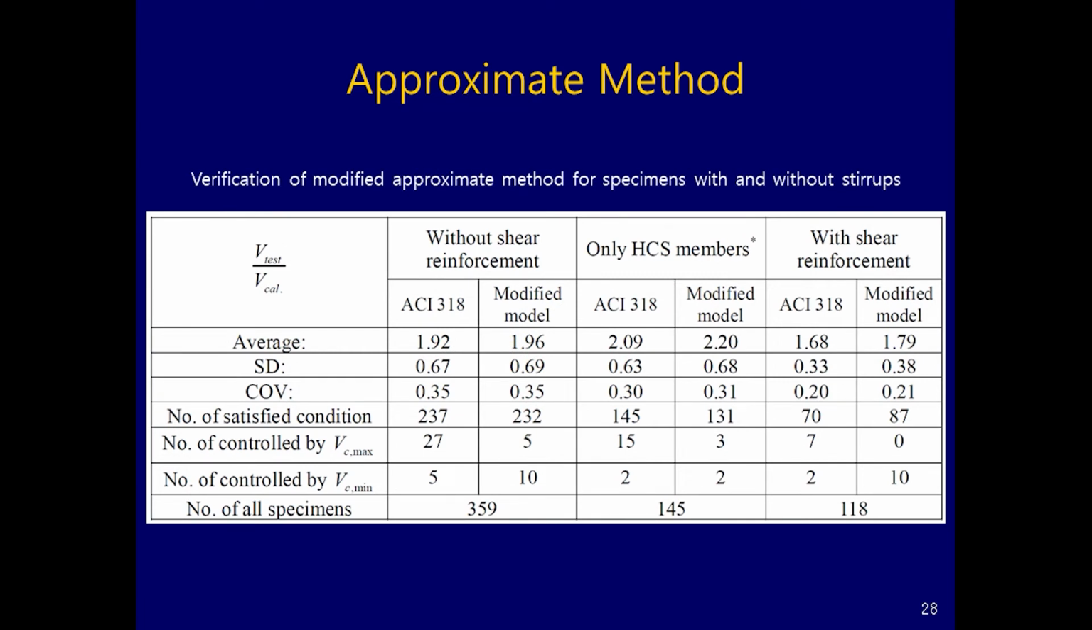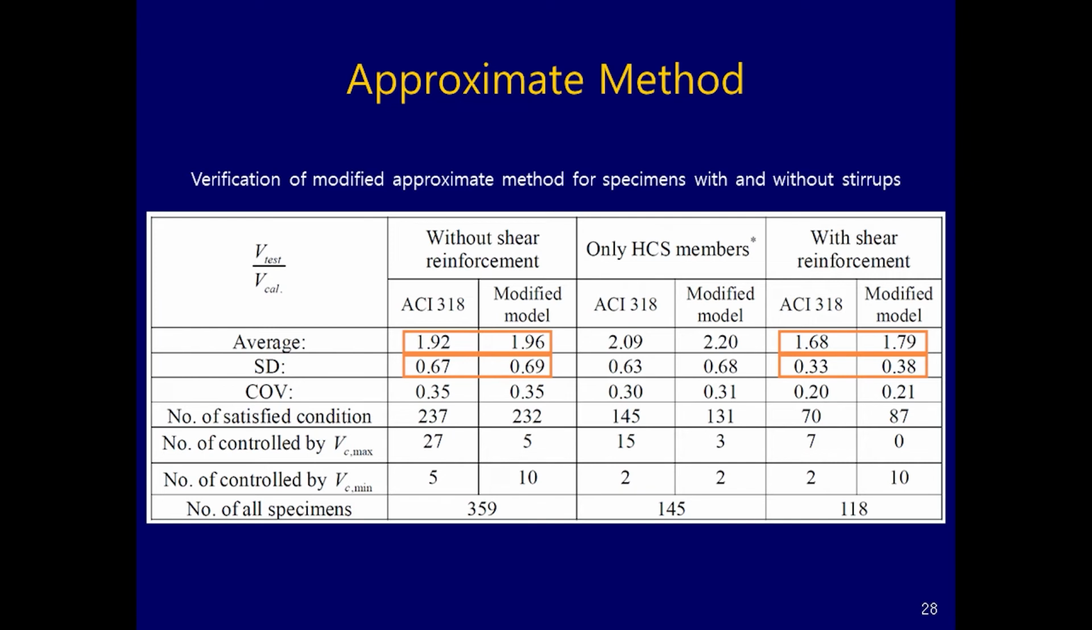So here's the summary of a measured shear capacity to calculated shear capacity, for the beams with and without shear reinforcement. Well, standard deviation is a little increased, and average is also a little increased. So it's not as good as the ACI 318 equation.